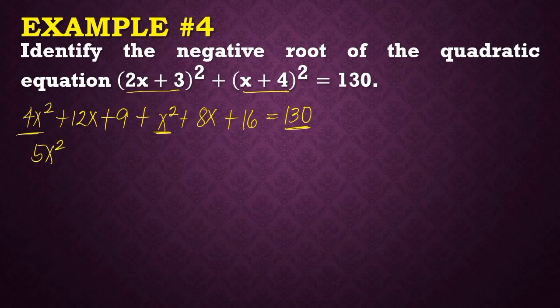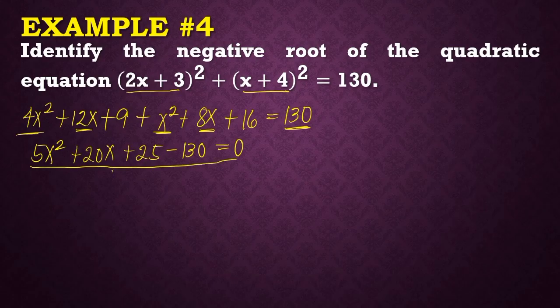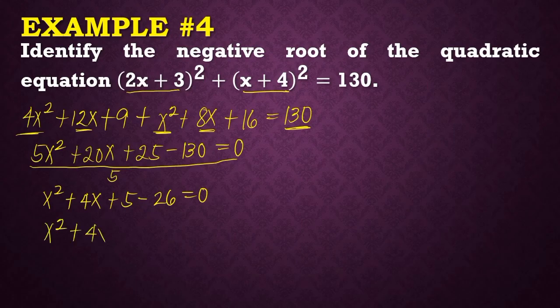And then, 12x tsaka 8x, that is 20x. 9 plus 16, that is 25, minus 130 is equal to 0. Now, we can divide the whole equation by 5. So, pag dinivide natin siya sa 5, magiging x squared plus 4x plus 5 minus 26 equals 0. And then we combine 5 and negative 26. X squared plus 4x minus 21 equals 0.